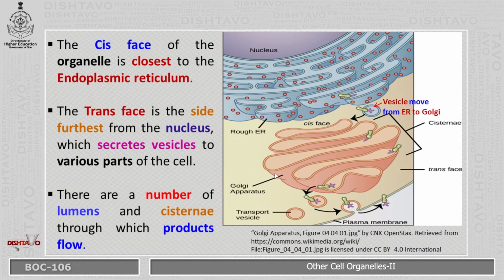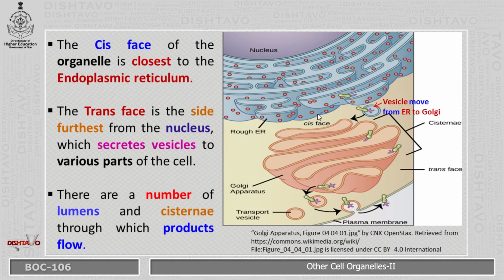The cis phase of the Golgi apparatus is closest to the endoplasmic reticulum. Can you see this endoplasmic reticulum? This is rough endoplasmic reticulum, which shows the presence of ribosomes. Now, this is very much close to the endoplasmic reticulum, the Golgi apparatus. So, the cis phase is close to the endoplasmic reticulum.